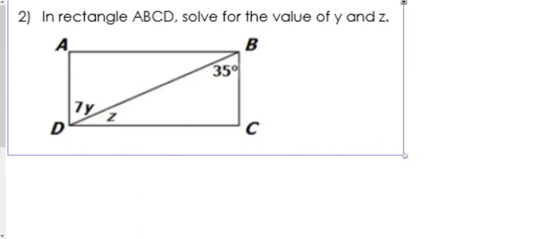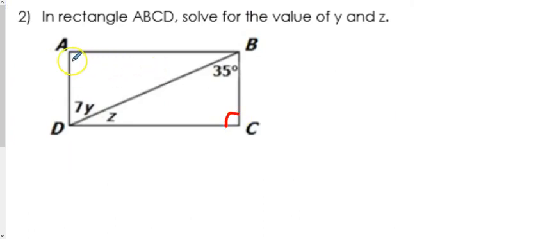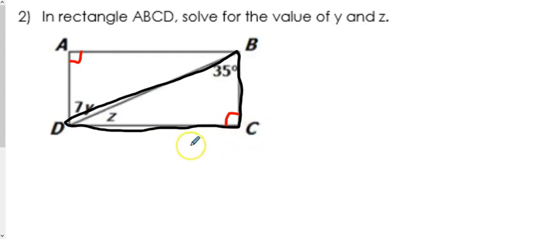For our next example here, we've got rectangle ABCD, and we want to solve for the value of y and z. Okay, so this one we've got to use some properties of our rectangles. Remember, I know that we're talking about angles, so I know that these angles here are right. Now, if I traced what I have here with z, notice that I have a right triangle, and I've got 2 angles of the right triangle, and I need the third. So there's 180 degrees in a triangle.